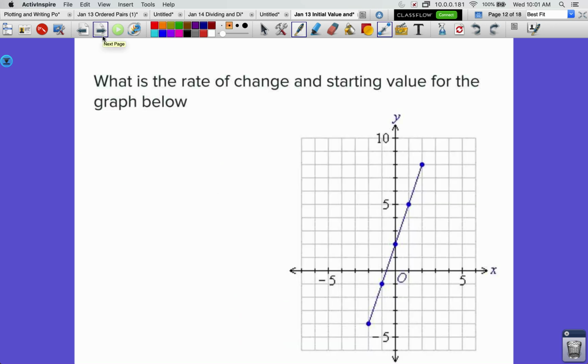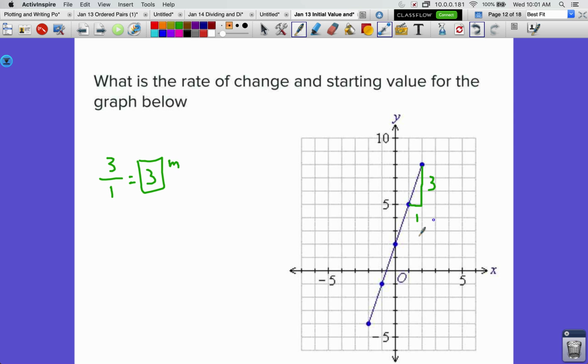Okay, what is the rate of change in starting value for this graph? Again, I'll use a slope triangle to establish rate of change. Here, let me draw that better. I run 1 and rise 3. So rise over run becomes 3 over 1 becomes 3 for my m.